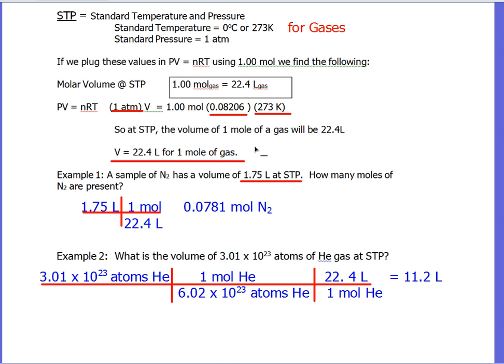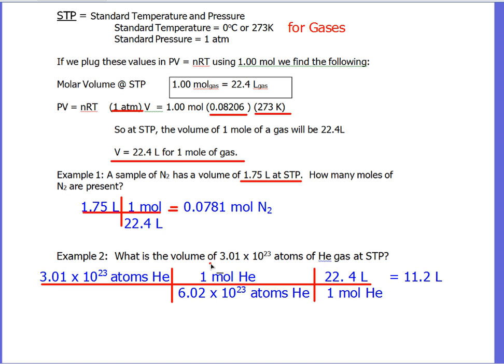Well, once we see at STP, we know we've got the standard values, and then we can just use this ratio to go from moles to volume. So they have 1.75 liters, 22.4 liters, 1 mole. Well, 1.75 liters divided by 22.4 will tell us how many moles we have. Pretend there's an equal sign here. And we know how many moles of nitrogen that would be.